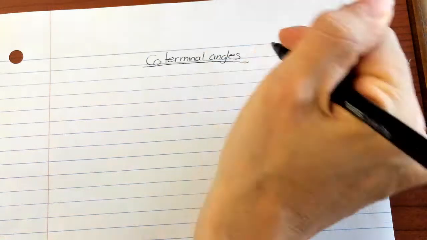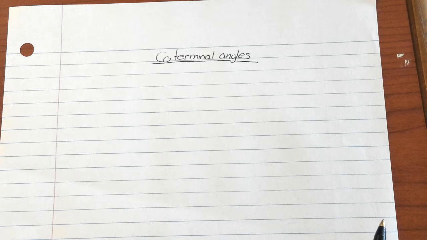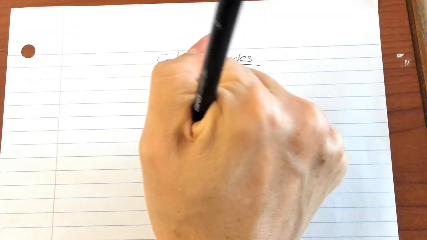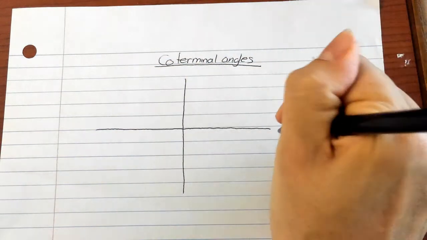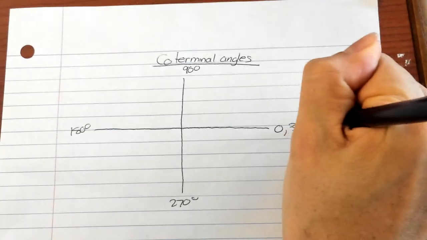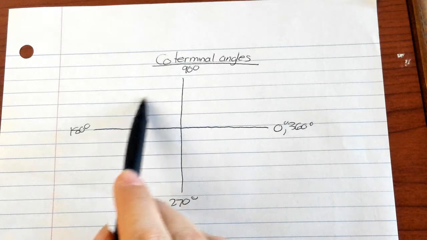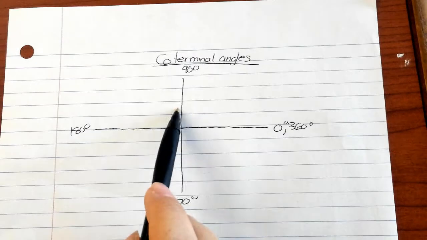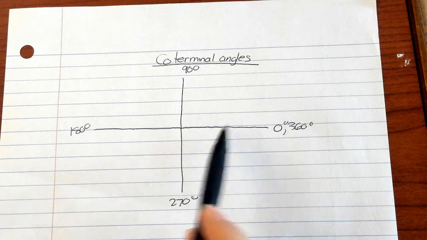Okay, a little review on coterminal angles. So basically, coterminal angles are angles that share the same initial and terminal sides. When we talk about our angles, so 0, 90, 180, 270, and of course this is also 360. Every time around here is 360, right? If I go this far, it's 90, 180, 270, 360.